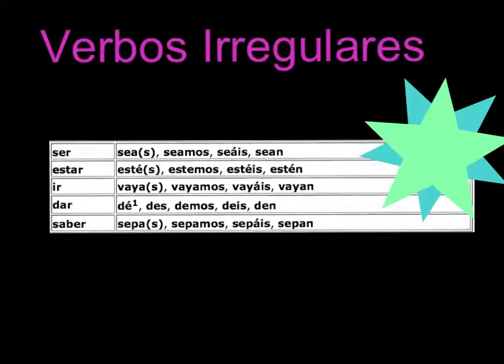Finalmente, vamos a hablar de los verbos irregulares. Algunos de estos incluyen los verbos ser, estar, ir, dar y saber. Desafortunadamente, debemos recordar las terminaciones irregulares, pero usamos las mismas reglas que antes para conjugar el subjuntivo. Por ejemplo, take the verb ir.